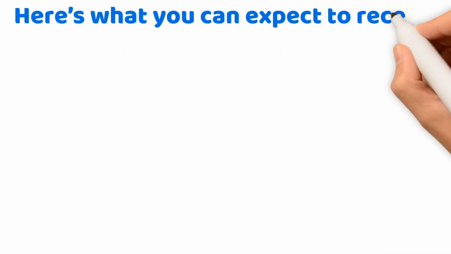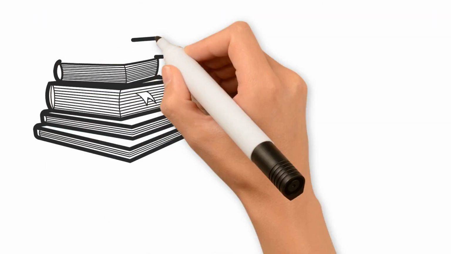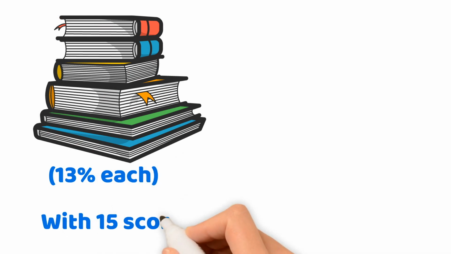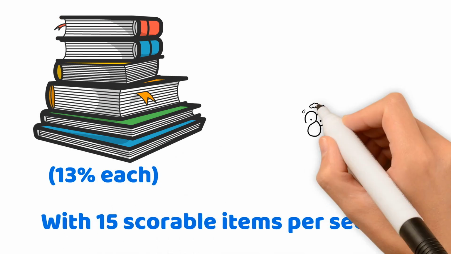Here's what you can expect to receive on test day. Science and social science is 13% each, with 15 scorable items per section, integrating crucial facts and theories.